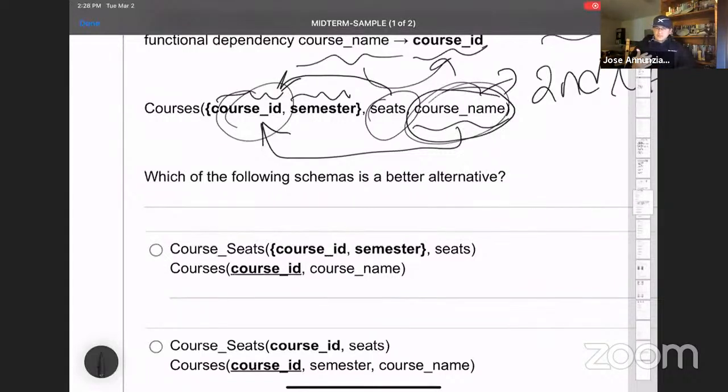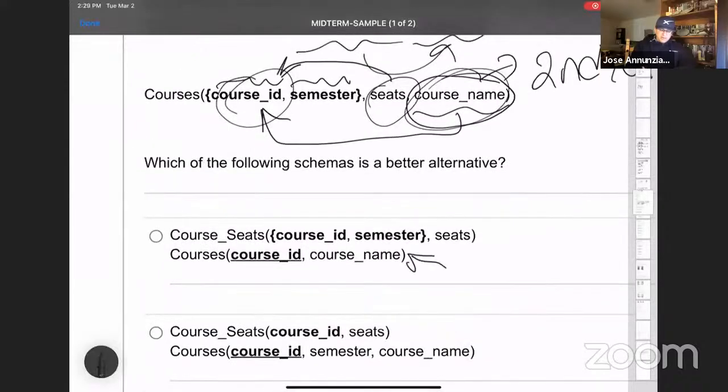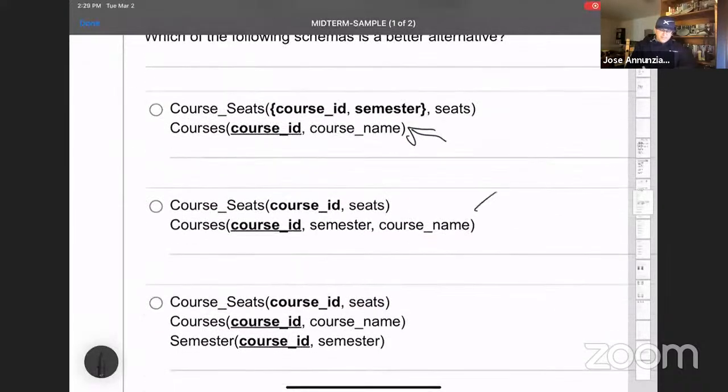It's the same course name, right? So we don't want that. We want to have a separate table where we can have all the information about the course. So that's what we're doing here, right? In all the cases, we create a brand new courses table. There it is, right? In all cases, we do that, which is perfect.